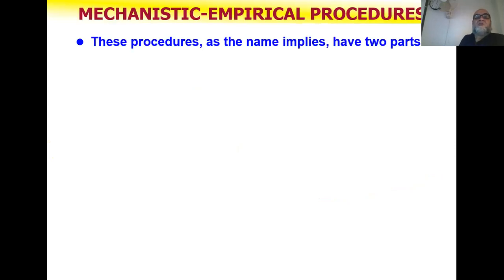So, mechanistic empirical procedure. Now it's partly empirical and partly mechanistic. But let me define what is mechanistic. Mechanistic means the stress and strain capability of the structure of the material. So if your stress and strain relation is okay, then this is a mechanistic thing. So in mechanistic, actually we evaluate the stress and strain of the pavement section and we come out with the solutions.